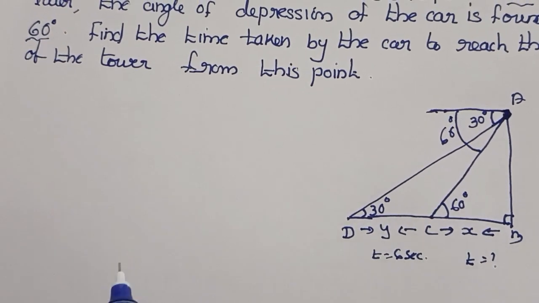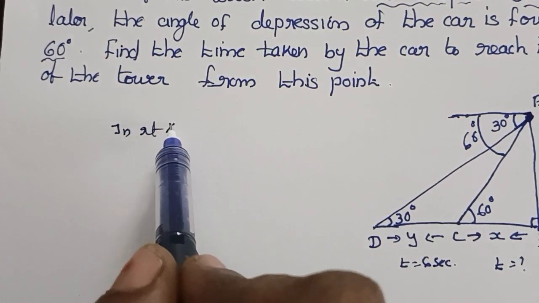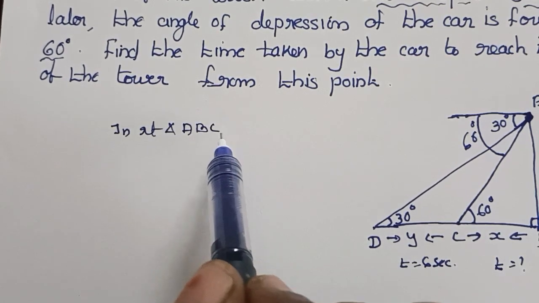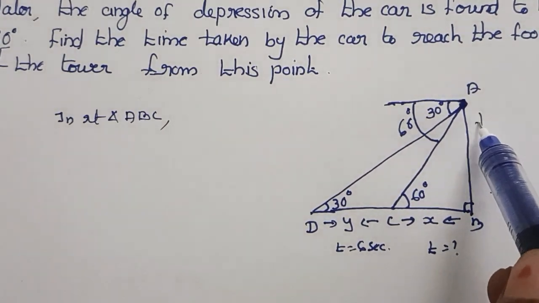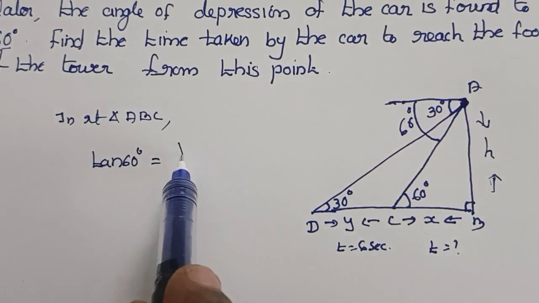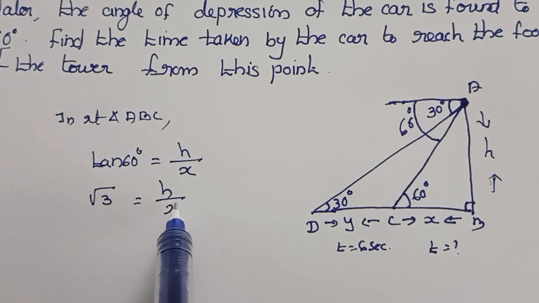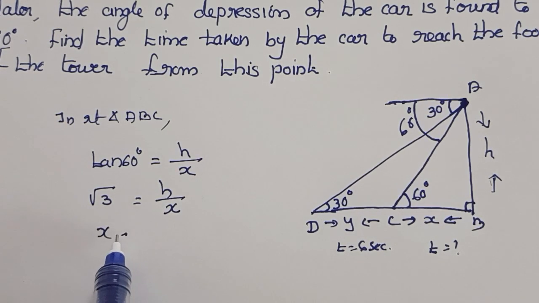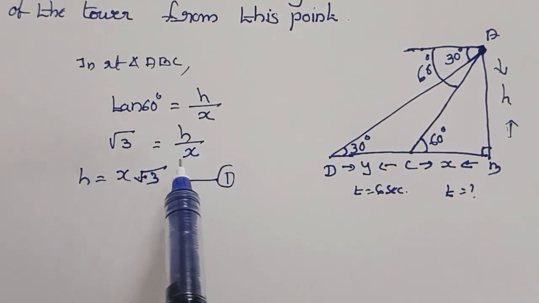Now first in right triangle ABC, the opposite side height is not given, so we can take H. Tan 60 degrees equals opposite side H by adjacent side X. Tan 60 equals root 3 equals H by X. Therefore H equals X root 3. Number this equation as 1.